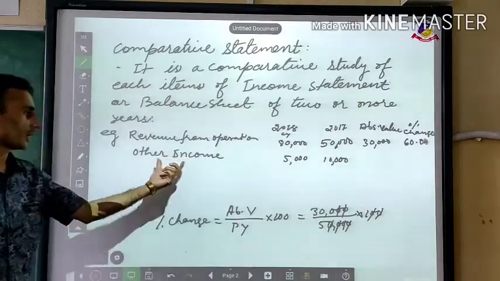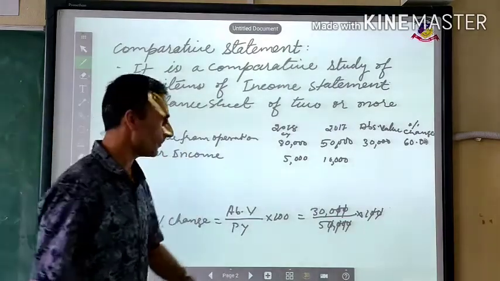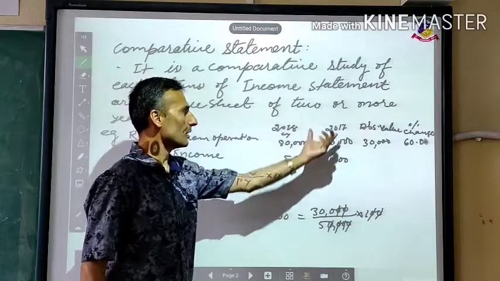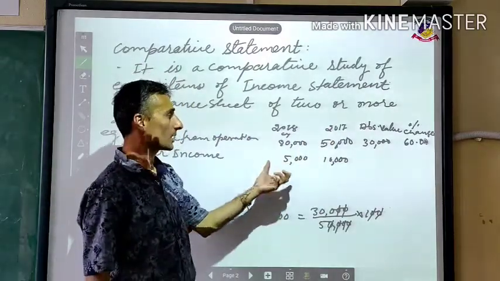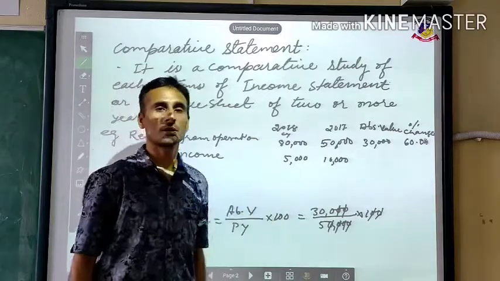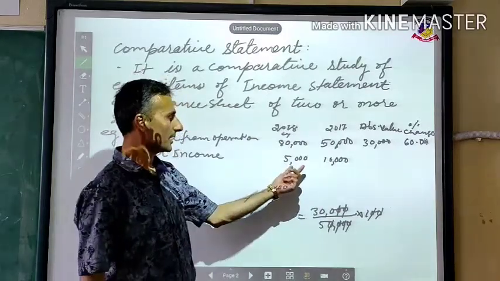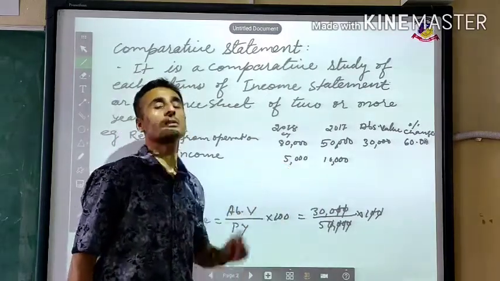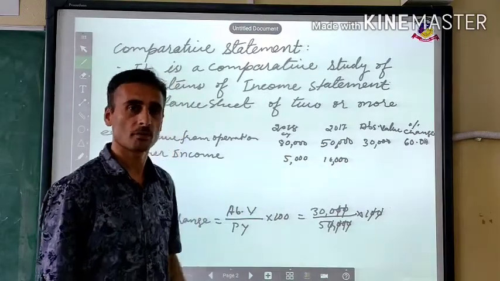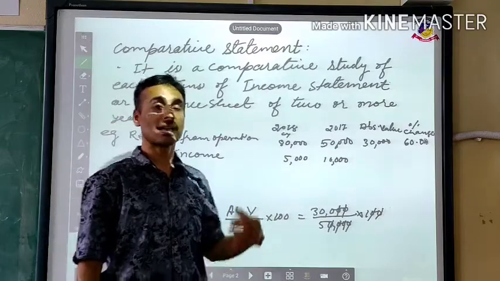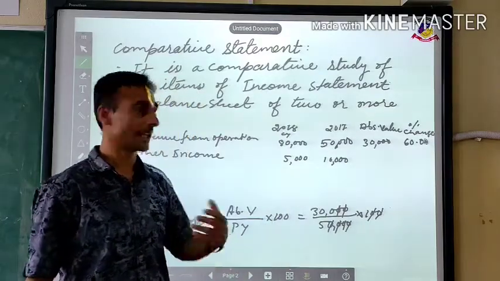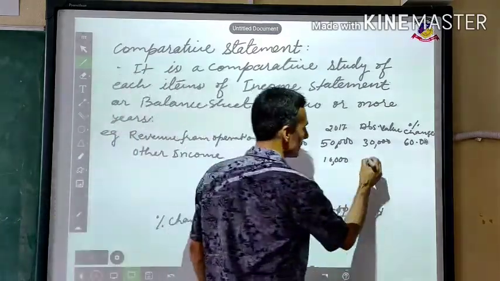Take another one, other income. Here also, in the same way, 5,000 is the current interest value and 2017 is 10,000. Now you have to compare the current interest value with the previous one. So what do you find here? You find that the amount in 2018 has decreased, right? It has come down by how much? 5,000. So is it a negative change or a positive change? It's a negative change.